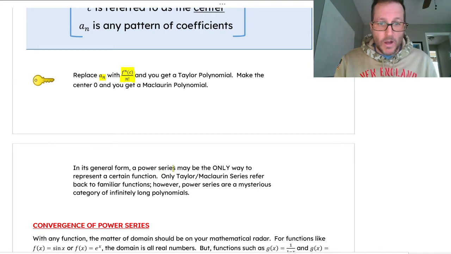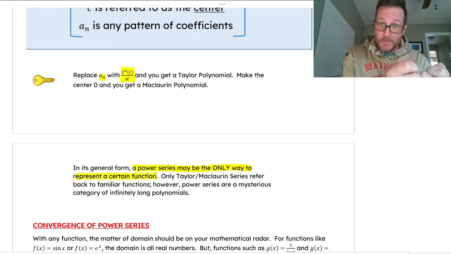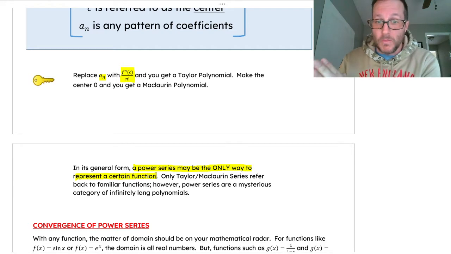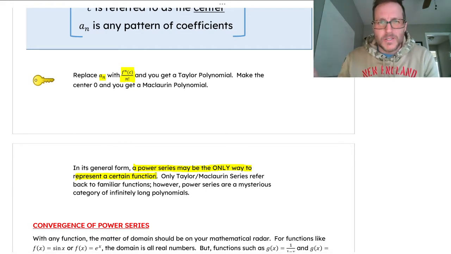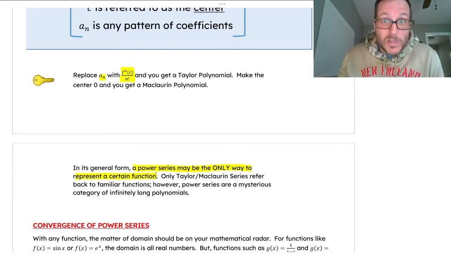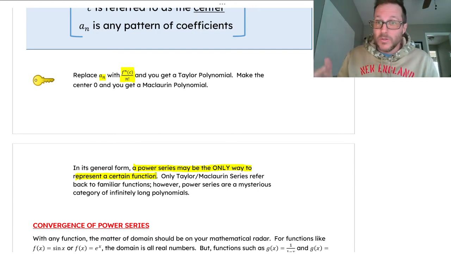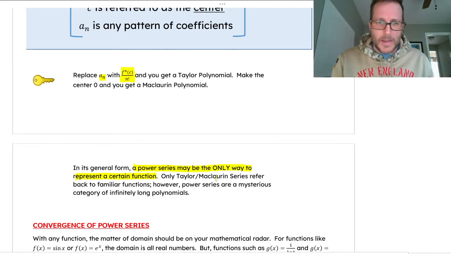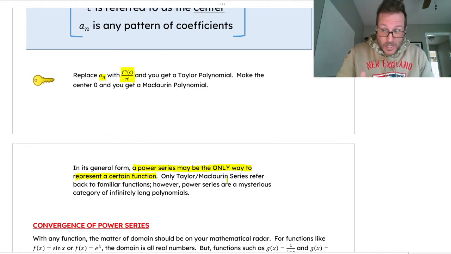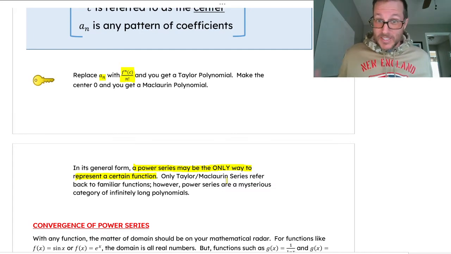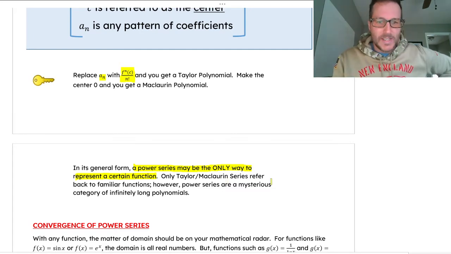So power series are kind of a beast all unto themselves. A power series may be the only way to represent a certain function. Now, what we did with Taylor polynomials is we took a function and we turned it into a polynomial. But sometimes with these power series, what you see is what you get. The series is the only way to refer to a certain function, which is a little bit weird to think about, but some functions are just infinite series. Whew. It's a little bit odd.